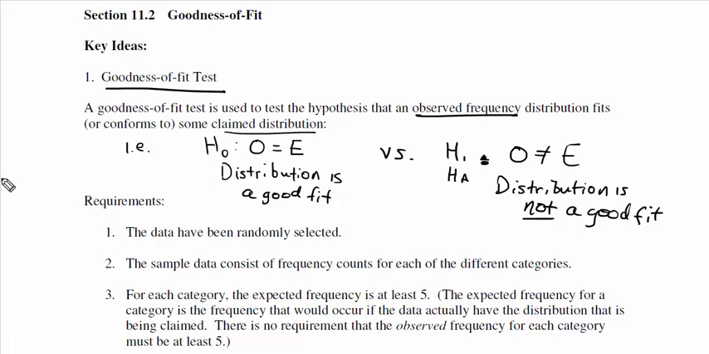So there are three requirements here. The data have been randomly selected. The sample data consists of frequency counts for each of the different categories, meaning that none of the categories have a zero count. And the expected frequency should be at least 5. Now, the observed frequency doesn't need to be 5, but the expected frequency should be at least 5. If it's not, there are possible problems, but you should try to make sure it's at least 5.